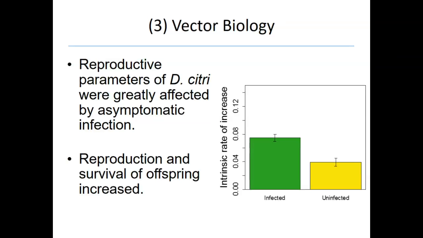If it's living on infected tissue, and it's cycling the infection between the plant and the organism, it actually has a much higher intrinsic rate of increase. That is the number of eggs it produces and the growth of the population over time. So not only the egg production, but also the survivability of the eggs. That's actually increased if you're carrying this pathogen.